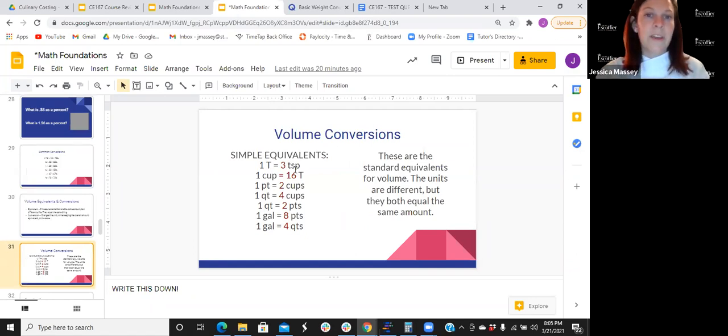Again, going through it quickly, this is what we covered last week, the volume conversions and knowing how many cups are in a quart, how many pints are in a cup, gallons, tablespoons, all that good stuff.